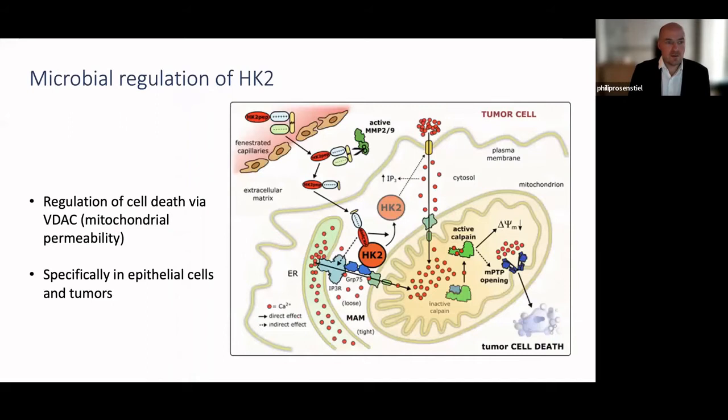Now, these other products brought our attention to this molecule here. This is from a recent EMBO Reports paper from 2020. It is clear that hexokinase 2 has a role in the regulation of cell viability, and recognition of microbial products by hexokinase 2 can actually lead to induction of cell death by mitochondrial permeability regulation. This is specifically recognized in epithelial cells and tumors.